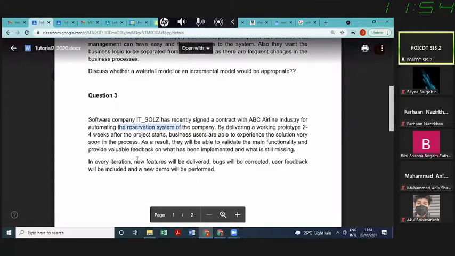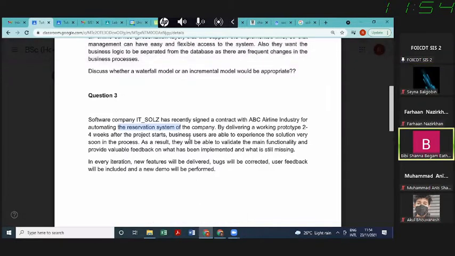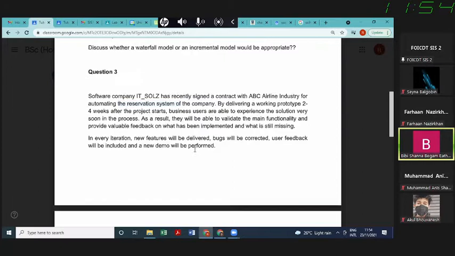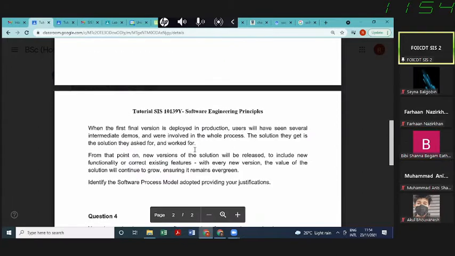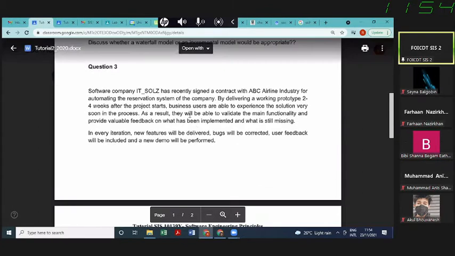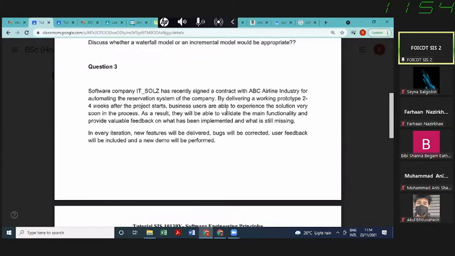Does that mean we cannot use the V model? Let me complete the reading first, and then we'll discuss whether we can use the V model. Is that okay for you? We read this and then we answer whether the V model would be correct? Yes.